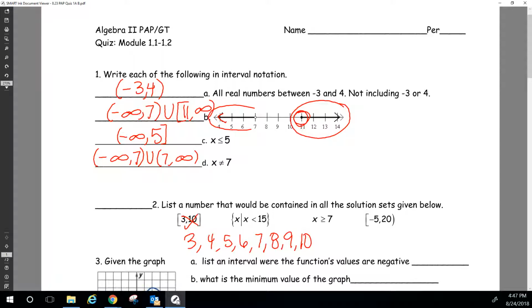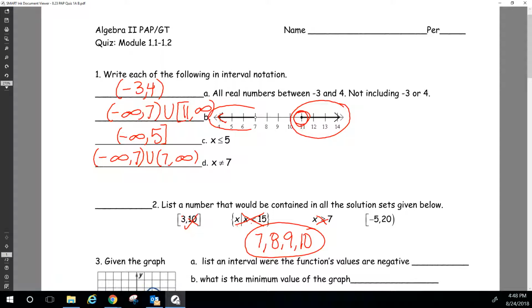All right, the second says set of all x's such that x is less than 15. Well, all of these guys are less than 15, so we've already satisfied those. However, this next one says x is greater than or equal to 7, which means we can't have 3, 4, 5, or 6, because it's got to be 7 or bigger. And then the last one says between negative 5 and 20. All these guys here end up between negative 5 and 20.